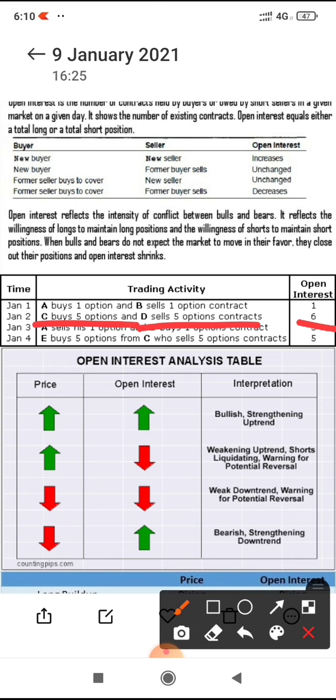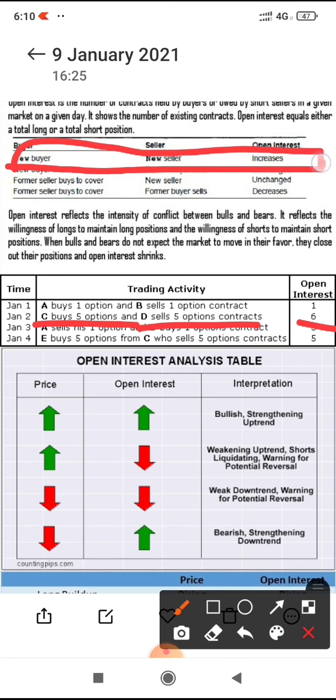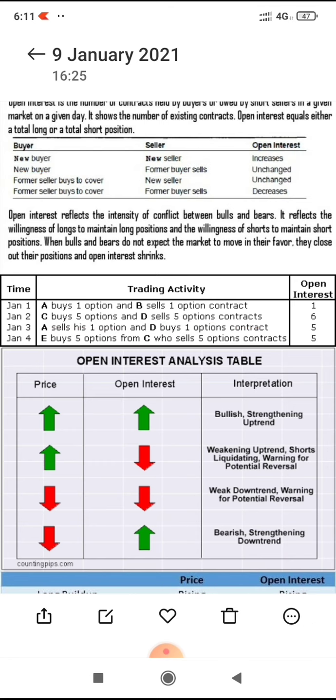This is the first case, in which there is a new buyer and a new seller. The activity of Jan 1 and Jan 2 are examples of new buyers and new sellers entering into the market. So here the open interest increases from 1 to 6. That is one of the examples.